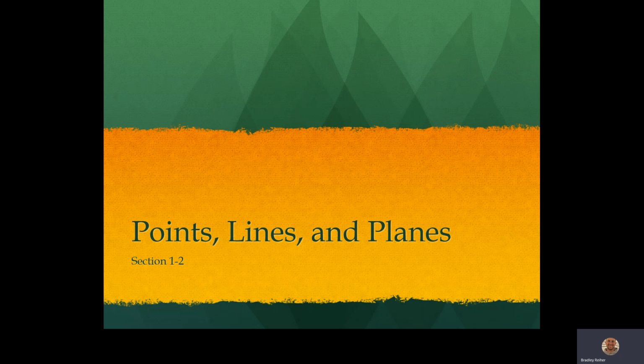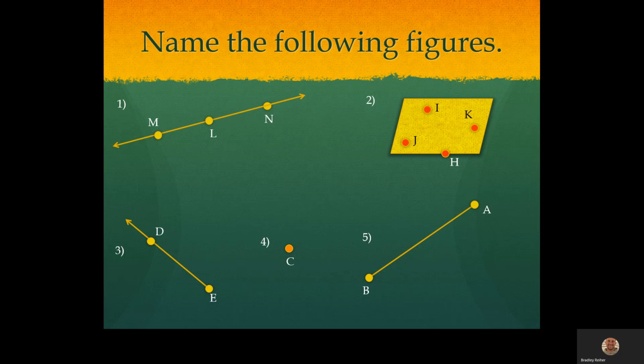Hi, this is part 3 of section 2, chapter 1, points, lines, and planes. We're going to get a little practice naming figures and drawing figures. This is going to be a little bit tough because I can't actually write on these slides at the moment. Hopefully we can change that soon, but for right now, we're just going to identify what these things are. They're going to show you a diagram and you're going to have some choices.